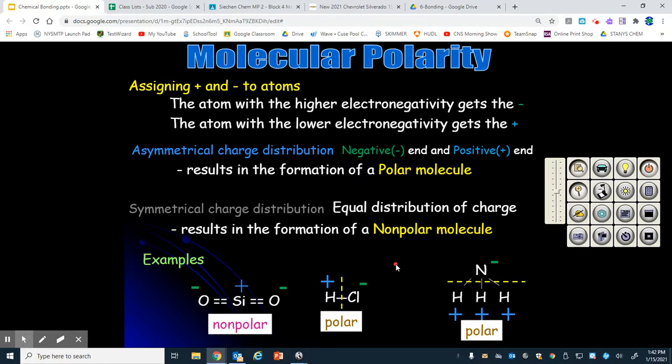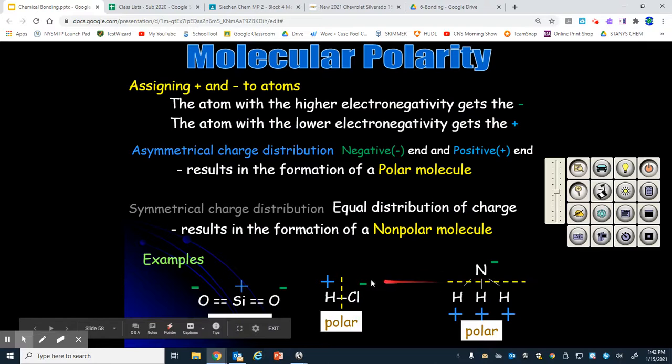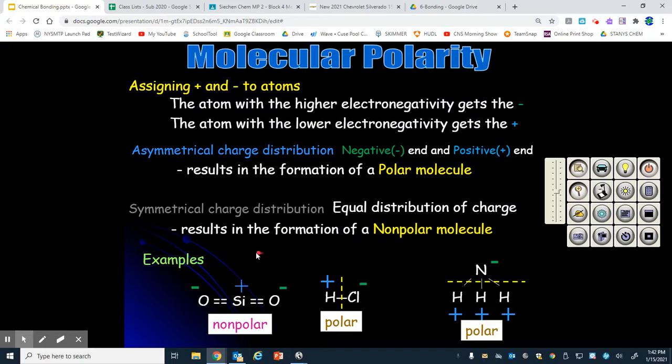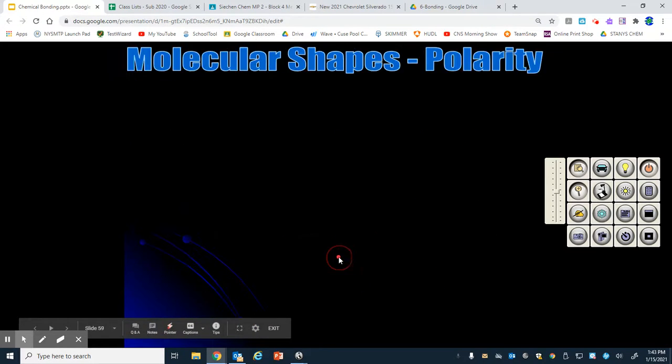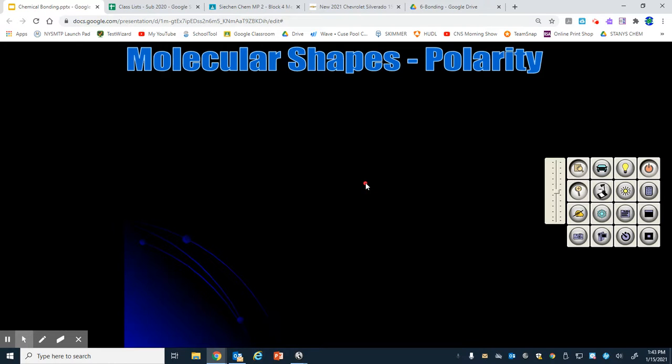So you've got examples here. All of these have polar bonds. So depending on the shape and how they're arranged, that determines if it's nonpolar in the SiO2, polar in HCl, or polar in the ammonia. Now what we're going to do is go through the 4 main shapes that you guys need to know, which are linear, bent, pyramidal, and tetrahedral. And you've seen 2 of them up here. These 2 are linear, and this one is pyramidal. We're just going to go through some examples of these, and then we're done with polarity for today.